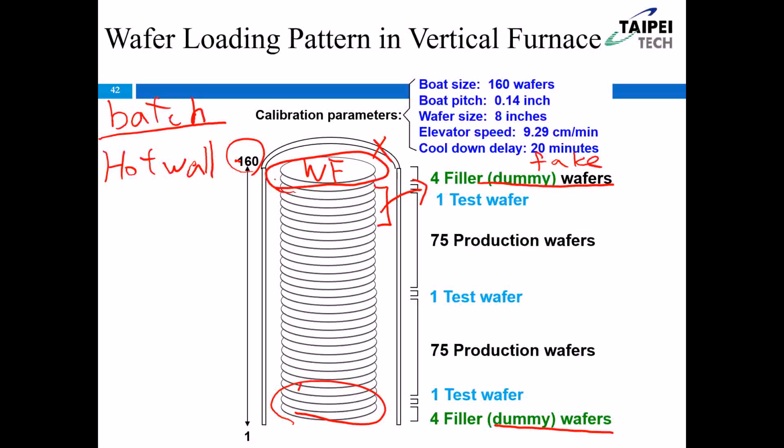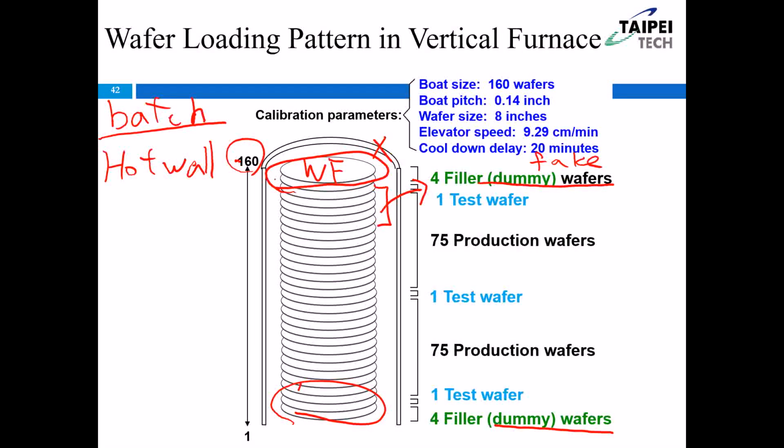And also for the blue color, we still need some test wafer. Test wafer on the top, on the bottom, and in the middle, because sometimes we need to do some destructive analysis. So we need to use the test wafer to do the material analysis.